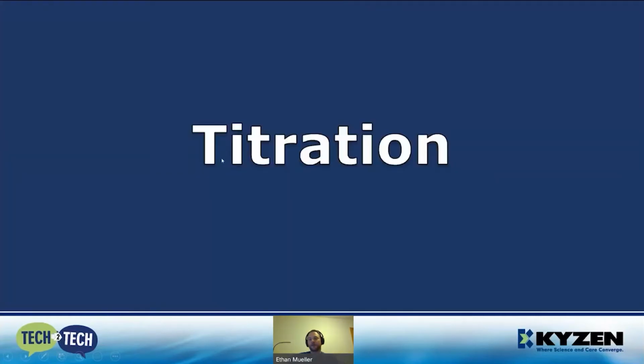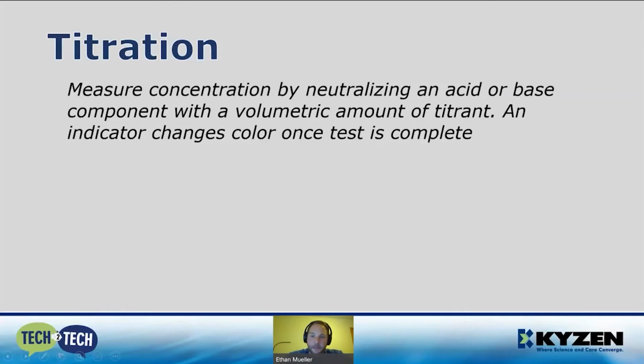So the next method that I'd like to discuss is titration. And titration is actually a chemical analysis of our wash solution. We're neutralizing an acid or a base component of the product that we're adding to our wash bath. And we're doing this with the volumetric amount, or a measured amount, of titrant. And the measured amount of titrant allows us to know the concentration.